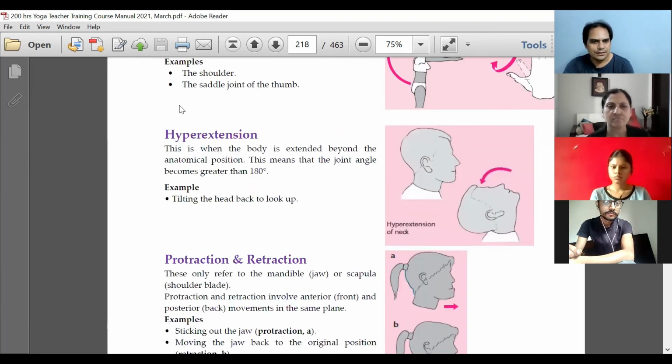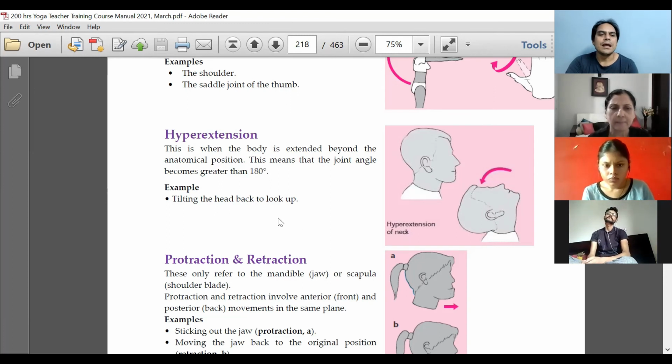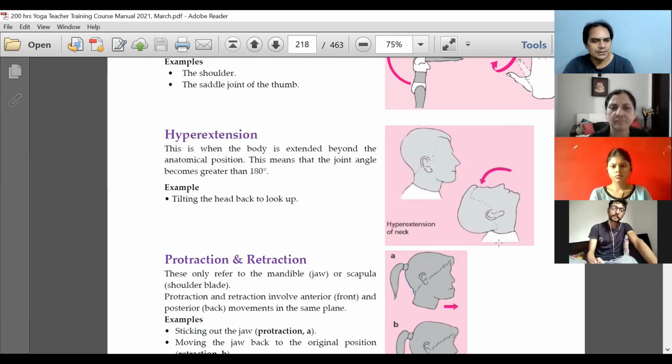Hyperextension. You have learned extension. Now here you learn hyperextension. When you take your head back, like when you practice Matsyasana, fish posture, your head goes into hyperextension. Also in Ustrasana, camel posture, your head goes into hyperextension.